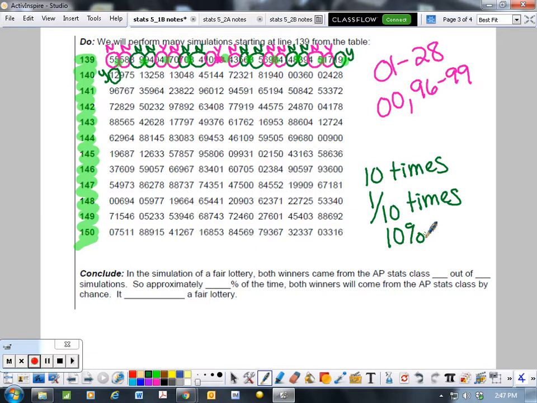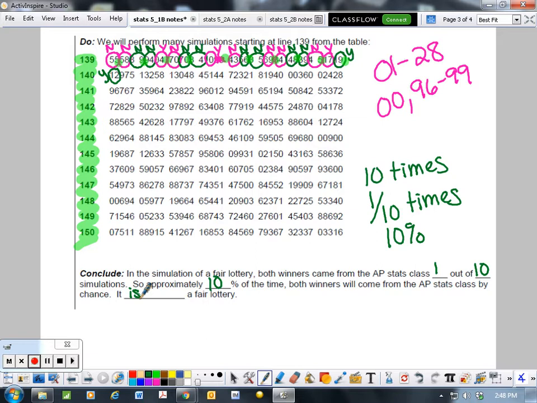So in our simulation, both winners came from the AP class 1 out of 10 times. So approximately 10% of the time, both winners will come from the AP Stats class by chance. It is a fair lottery. Now, again, if you were to continue on and you found that that percentage started dropping, and then all of a sudden you're down to like a 1% chance, then you may go ahead and say it's not a fair lottery.